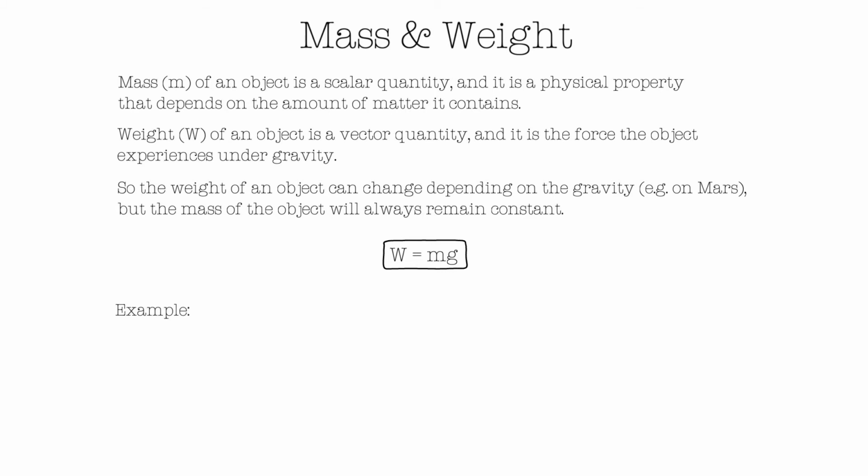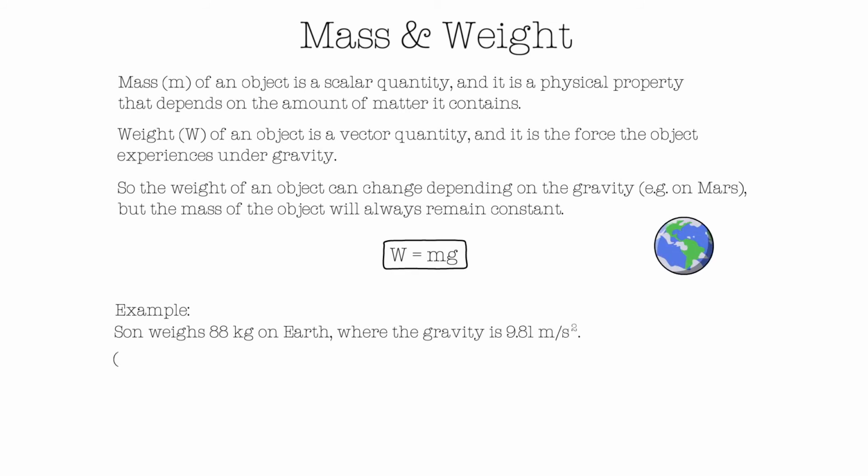Here we have a guy named Son who weighs in at 88 kilograms on Earth, where gravity is 9.81 meters per second squared. What would Son's weight be? Check to see that your answer matches.